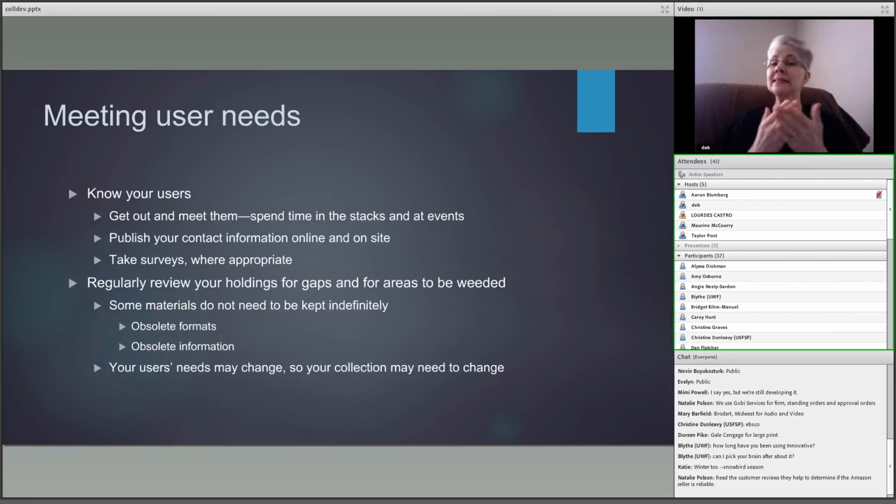Some materials you don't want to keep indefinitely. You don't have to keep them indefinitely. They might be an obsolete format or obsolete information. So if you are doing some weeding, you might also need to be doing some acquisition, some development of the collection. And your users' needs change, and so your collection may need to change. You may need to start buying more material in one area and less in another, depending on the change in your user population.